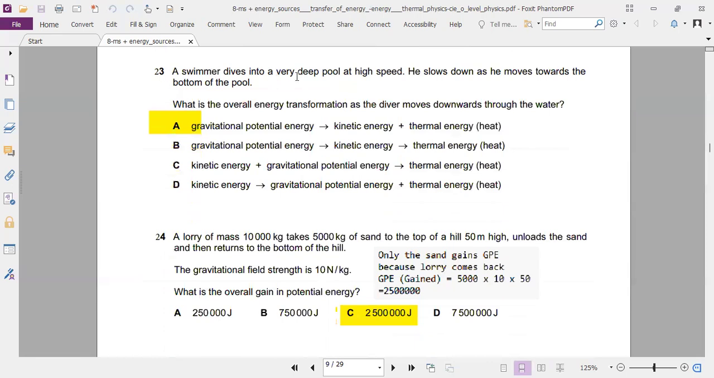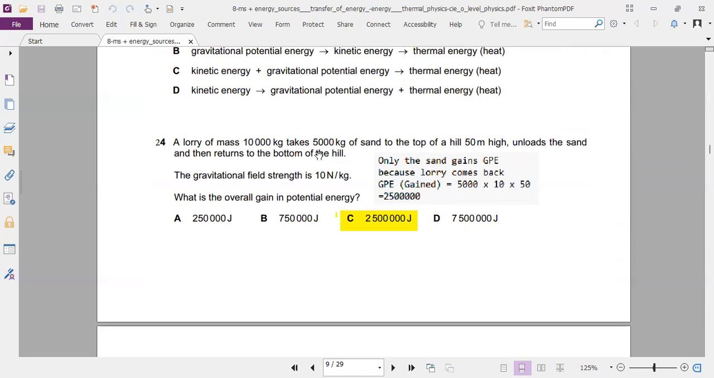Question 23. A swimmer dives deep at high speed, and then he slows down. What's happening? Well, first of all, his GPE is changing into kinetic energy as he's moving down. And while he's moving down, he's also producing some heat because of the drag of the water.